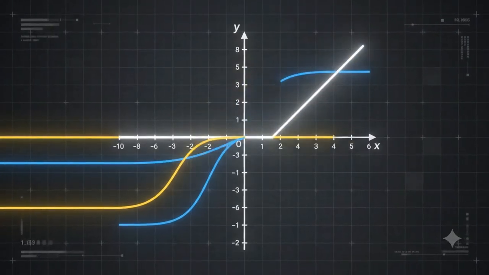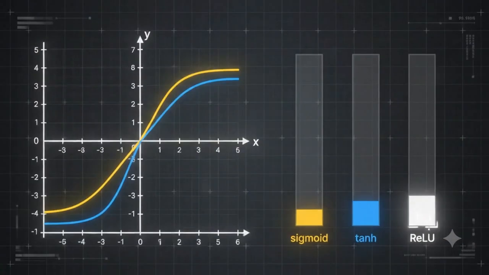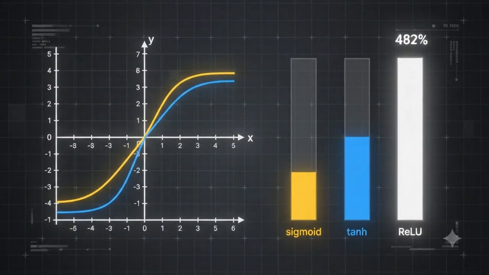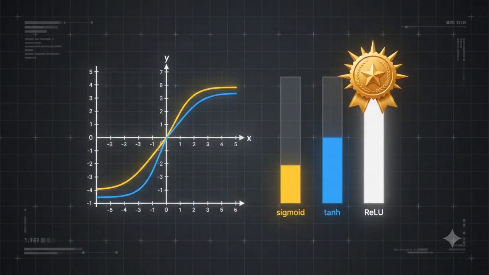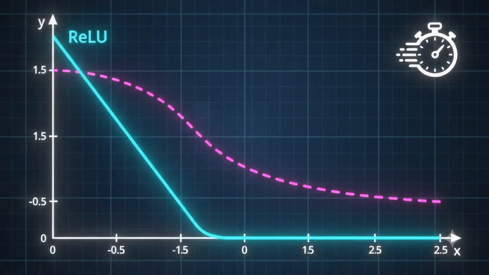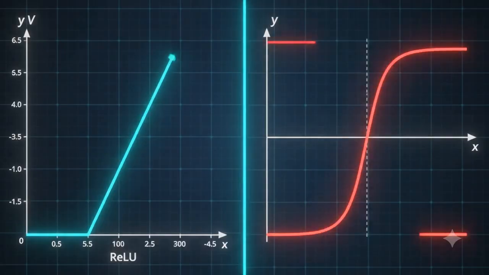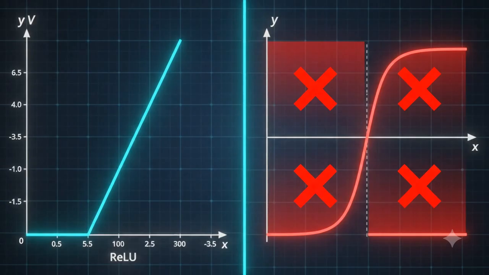Unlike sigmoid and tanh, ReLU doesn't suffer from vanishing gradients in the positive region and trains much faster, which is why it dominates hidden layers today. Big advantages: sparse activation, faster convergence, biologically plausible, and avoids saturation unlike sigmoid and tanh.